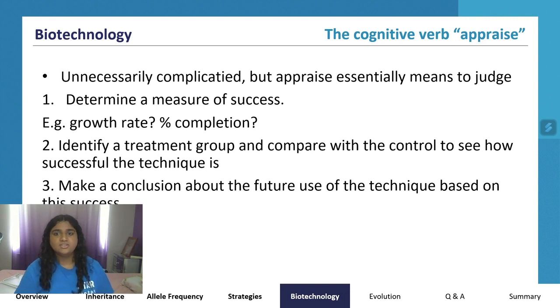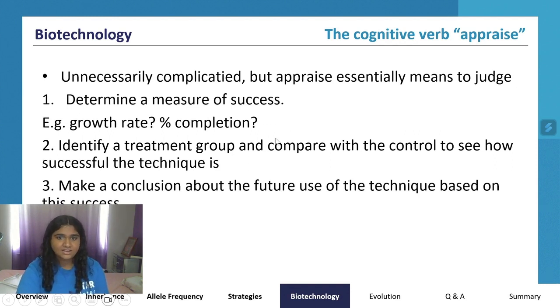The first thing that you need to do is determine a measure of success. So if you were asked, appraise the ability for genetic screening to improve effectiveness of diagnosis, for example, your measure of success might be the time taken to complete the diagnosis. It could be the accuracy of the diagnosis. It could be the severity of the diagnosis, like whether or not it's able to catch the disease at a less severe time, or whether or not it's kind of ineffective with its method. So I've got other examples here. Growth rate and then percentage completion could also be your measures of success.